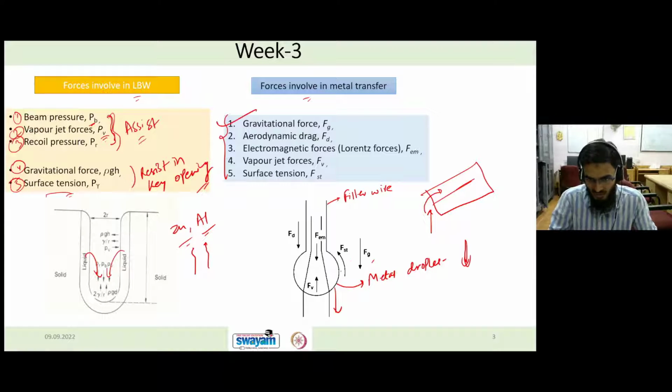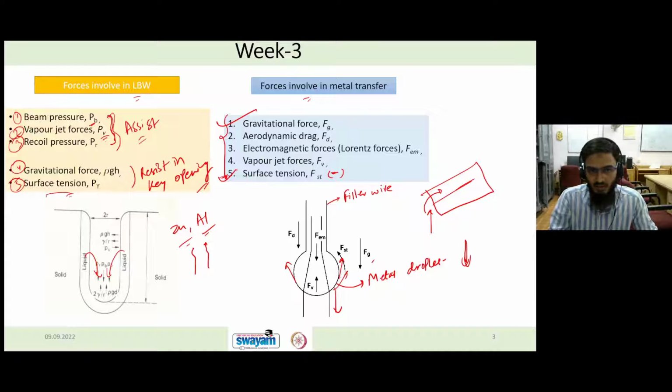So surface tension, as you can see, this is the surface of the metal droplets. The surface tension direction is in this way. Let's say here it is acting like this, here it is acting like this, mostly tangential to the surface. So it will try to contain the droplets, which means it will resist the detachment. So the surface tension here will be, let's say, negative or resisting.